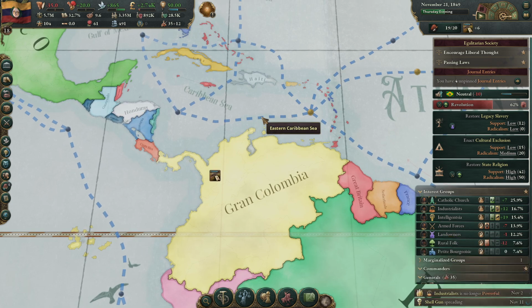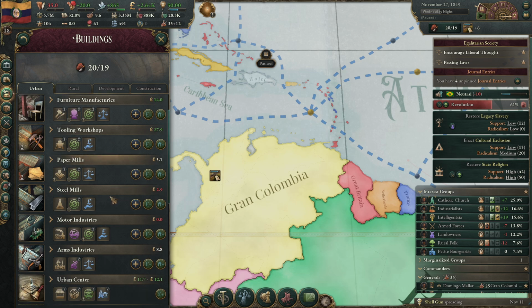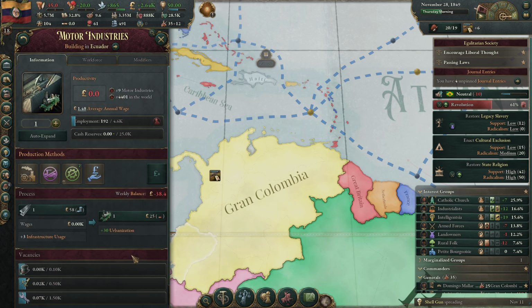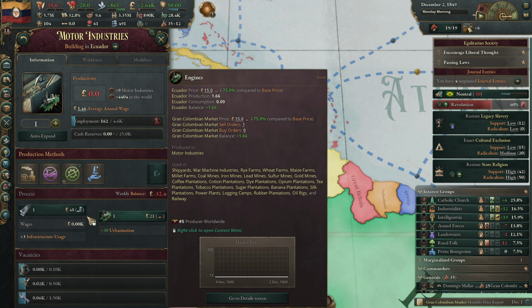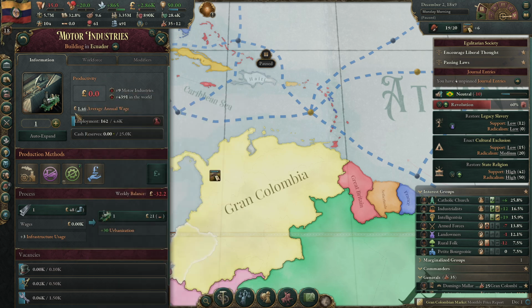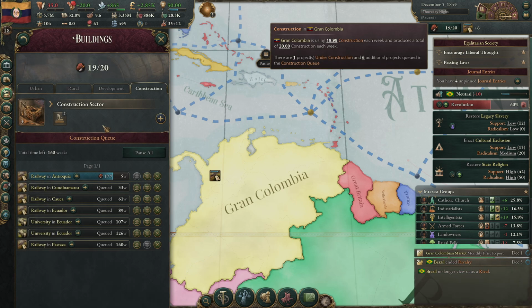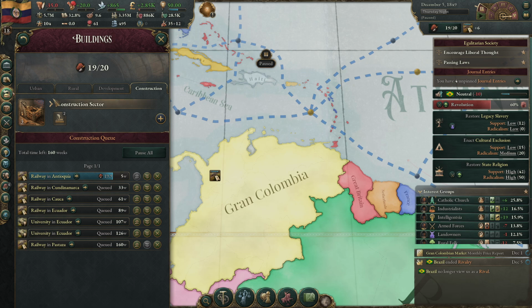And let's go to speed 5. So, I think I built my motor industries. Yes. Of course, no one is working here because it doesn't make anything. But we might have to make even more than one. Let's actually fix that first. Let's do the motor industries.